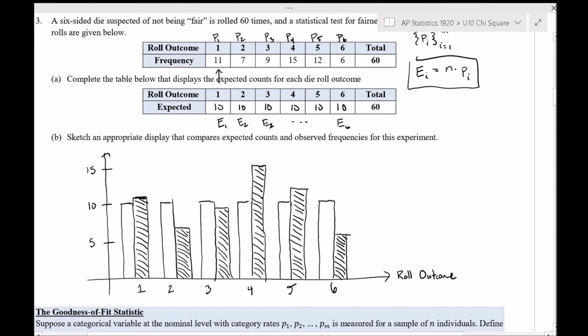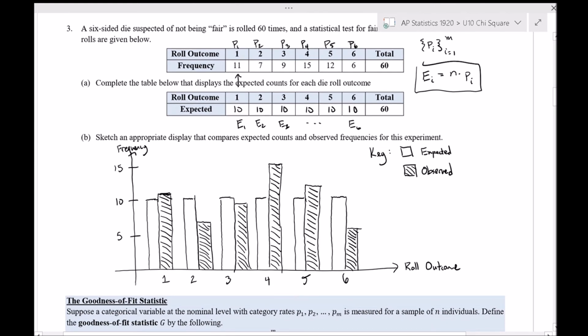And there's my bar chart. So let me call this frequency. I'll give a key or a legend, whatever you want to call it. I'll draw an unshaded square and then a shaded square, similar to the shading of the other one. And this is for the expected, and this is observed. And that's part B. They didn't ask me to do anything else, just sketch an appropriate display. It's going to be a bar chart. We call this a side-by-side bar graph.